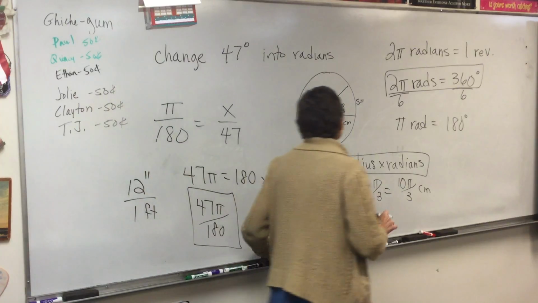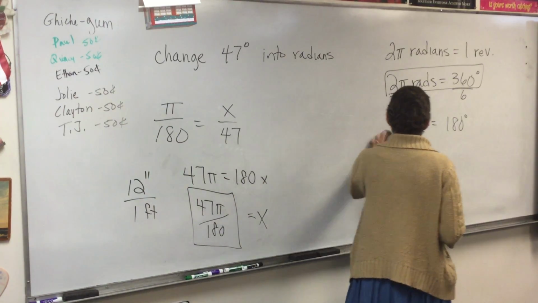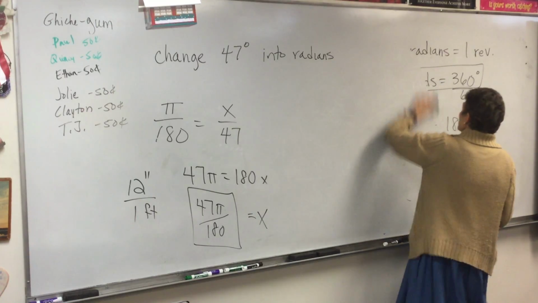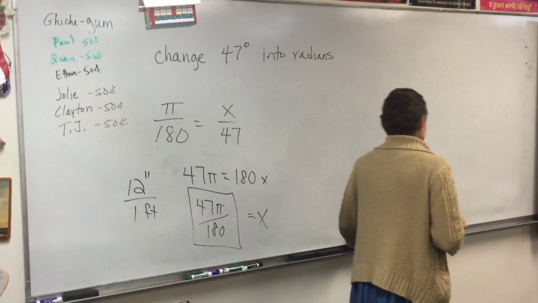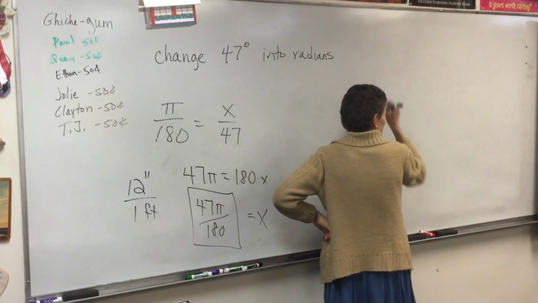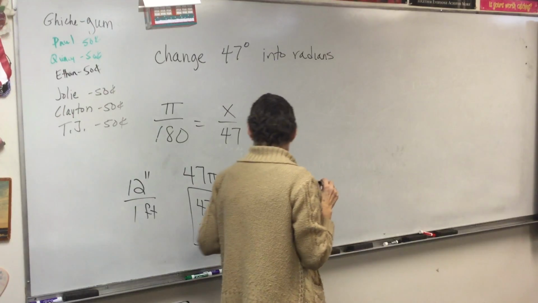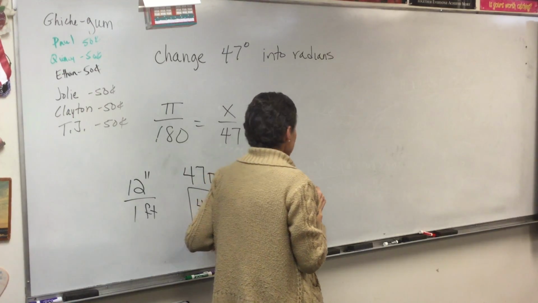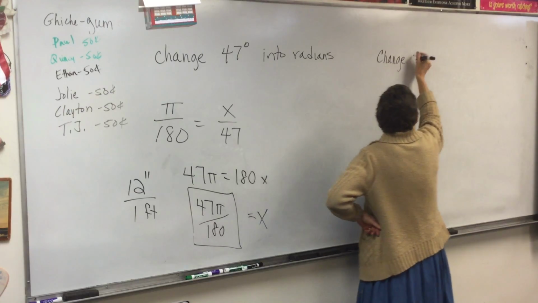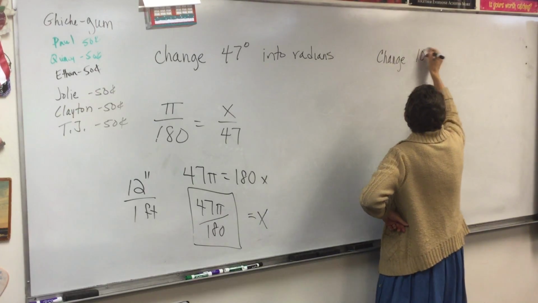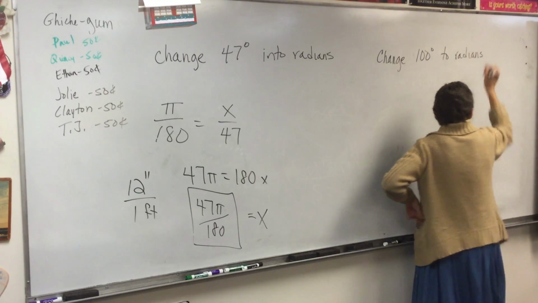All right, so now you try one. Because remember, this is one of the things I'm going to expect you to remember. I'm not going to do a bunch more stuff, but I do want you to remember these key ideas. Would you want us to divide 47 pi by 180? No, you leave it just like this. So we want to change, let's say 100 degrees to radians. All right, so see if you can do that.